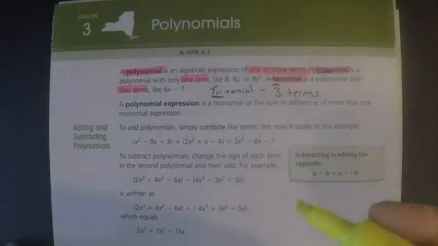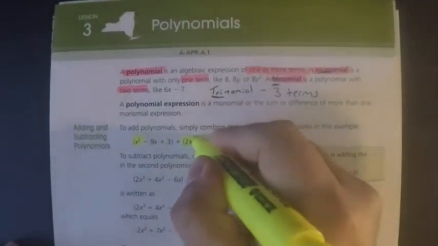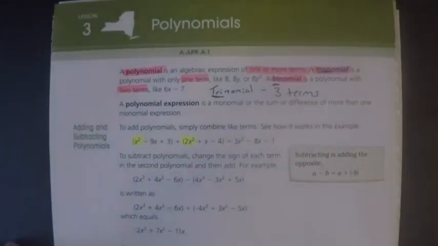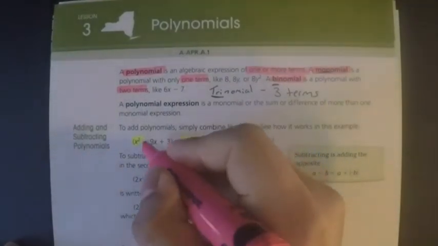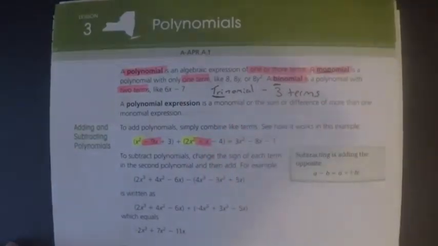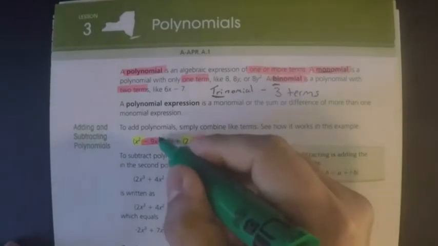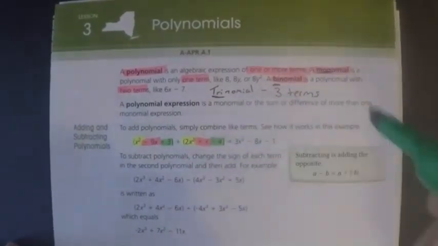First I'm going to go through and highlight all of the terms that have a squared. So if we look here, we have x squared and 2x squared. Then we can take a look at just the x's, so negative 9x plus positive x there. And then finally our terms with just our constants here, plus 3 and minus 4.